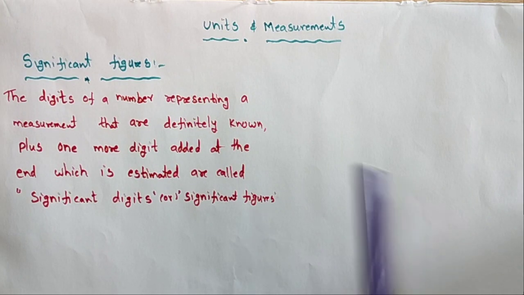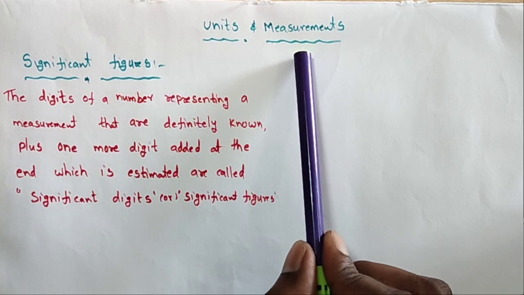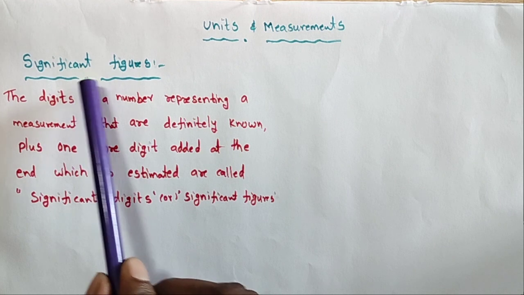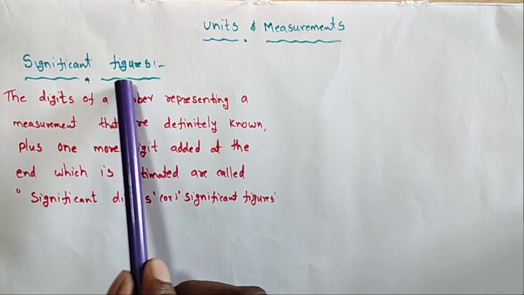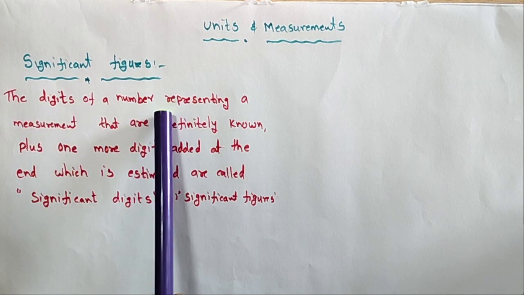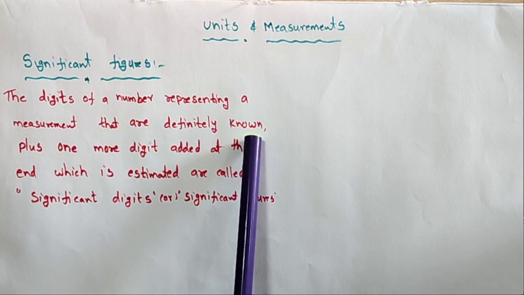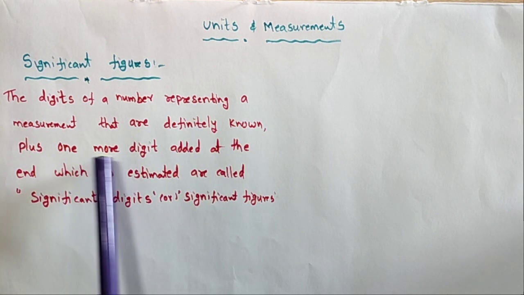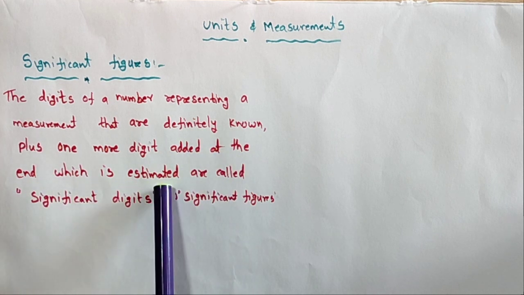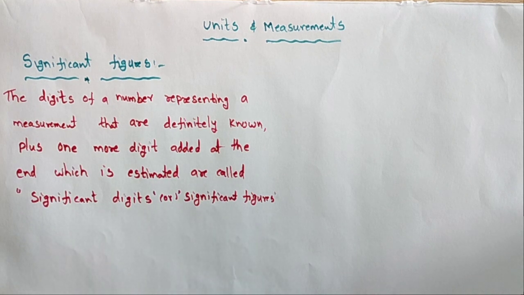Good morning students. Today in this video we will discuss the unit, Units and Measurement chapter, class 11 intermediate first year, especially focusing on significant figures and rounding numbers. So what is a significant figure? The digits of a number representing a measurement that are definitely known, plus one more digit added at the end which is estimated, are called significant digits or significant figures.